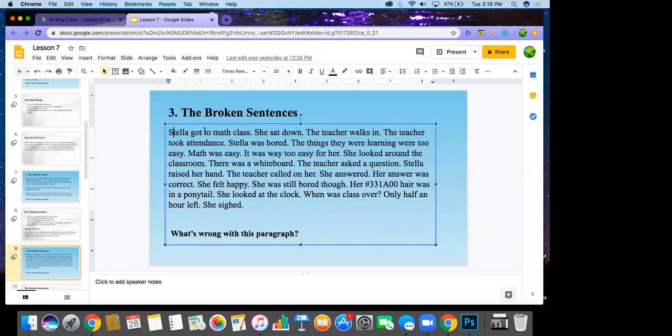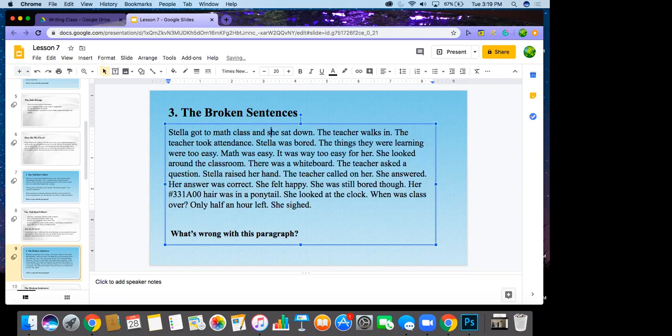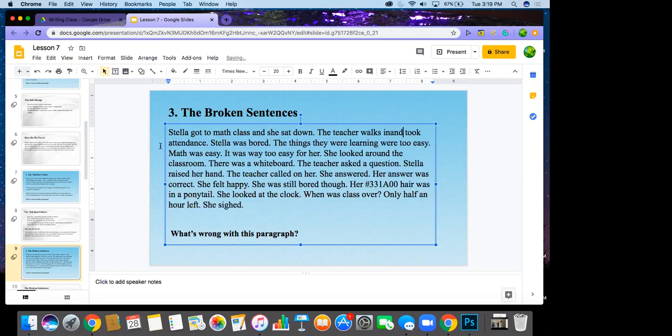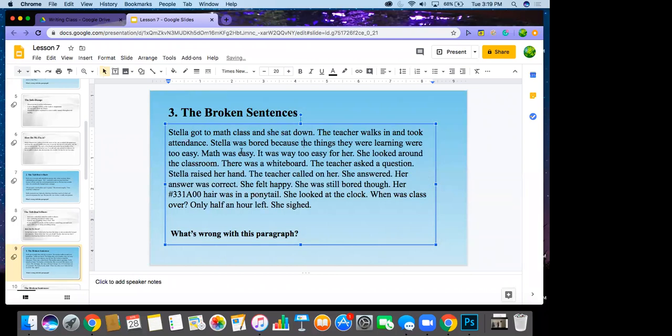So we can go, Stella got to math class. We don't even need a comma, and she sat down. For some cases, adding an and works too, and she sat down. The teacher walked in and took attendance. You forgot a space. Yes, I did. Stella was bored because the things they were learning were too easy. This is a completely repeated sentence, so we're just going to completely delete this one.